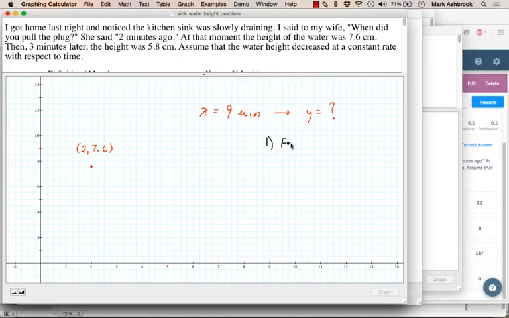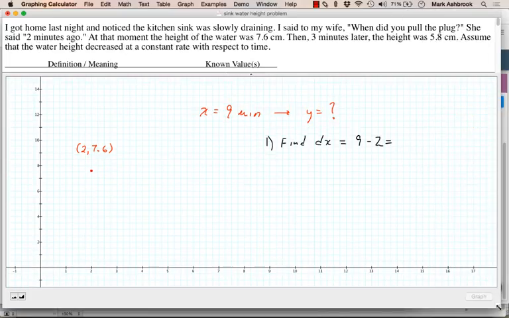Okay? And so the first step in that process is find the change in x. So I'm going to use this reference point. At 2 minutes, the height was 7.6. I want to know what the height is at 9 minutes. What's dx? How do we calculate dx? Final minus initial equals the change in x.